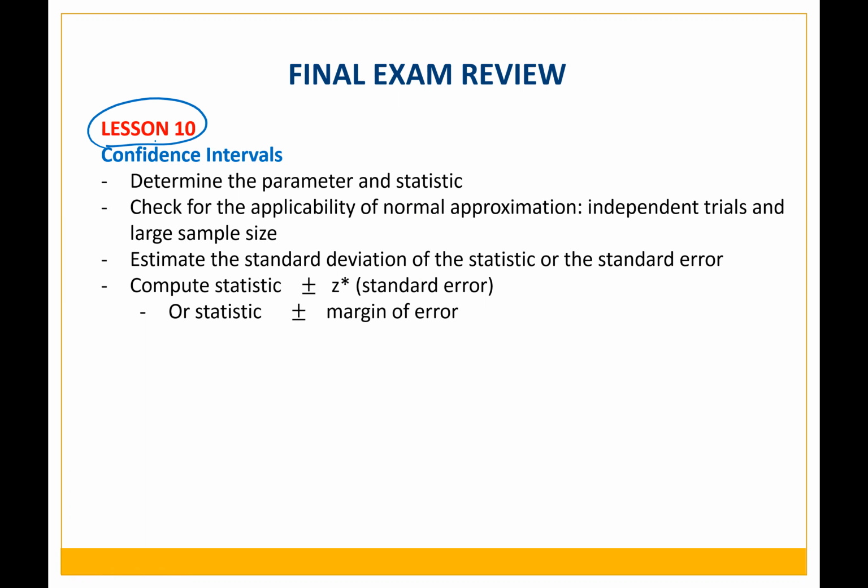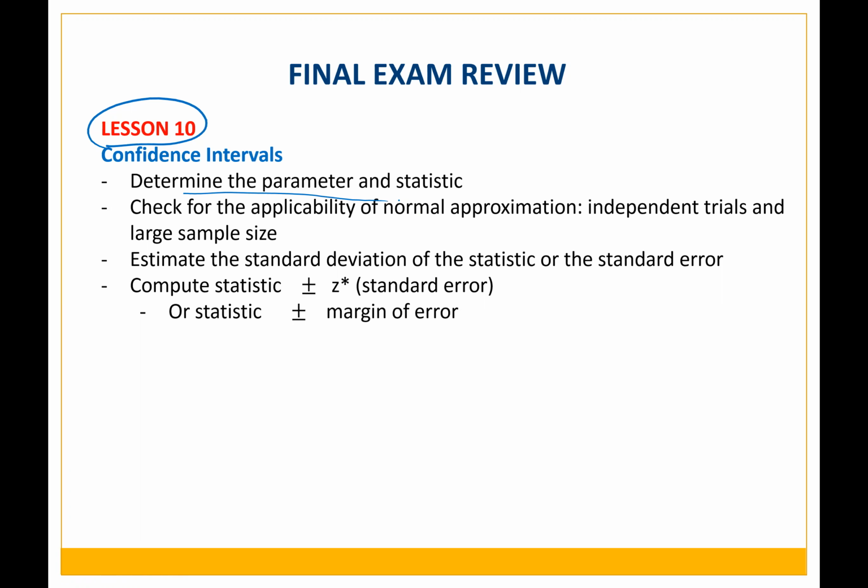So lesson 10, confidence intervals. The thing to care about in confidence intervals, and also the steps to identify the confidence interval for some statistic and parameter. First of all, determine the parameter and statistic. Say if you want to find a confidence interval for the population mean, then the population mean is going to be the parameter, and the statistic that we use to estimate this confidence interval is going to be the sample average. Then check for the applicability of normal approximation.